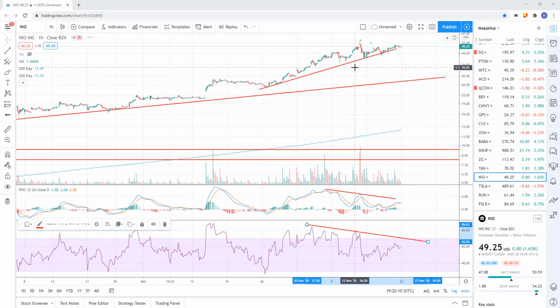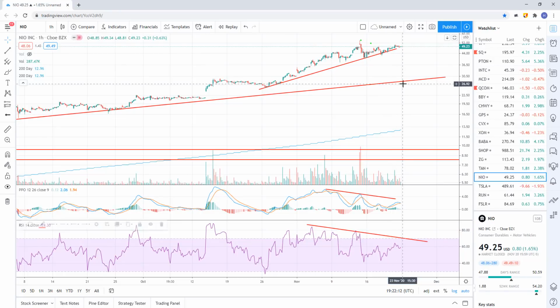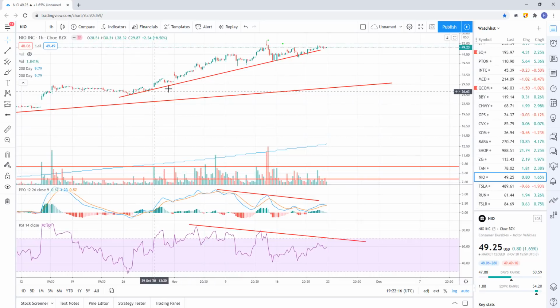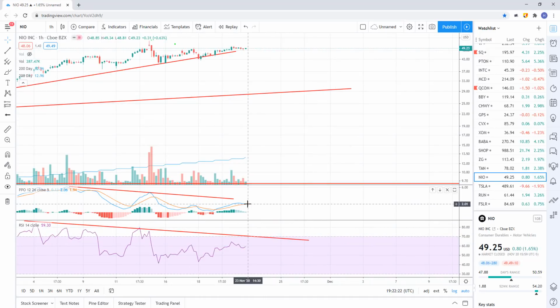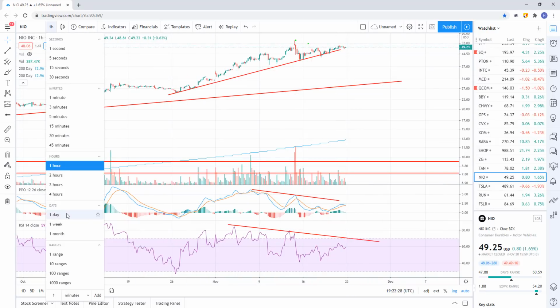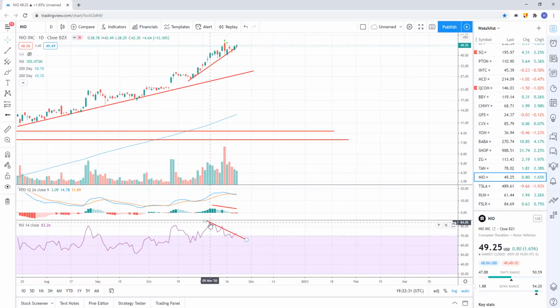Neo here, I'm starting to get interested for a short on this one. You can see here we've got this uptrend line on the hourly, and we've started to build negative divergence where the momentum has been fading. If you look at the PPO, we're about to get a crossover, but we just haven't got that complete sell signal yet. If you look at the daily chart here, negative divergence is continuing to build on the daily while price has continued to chop around.